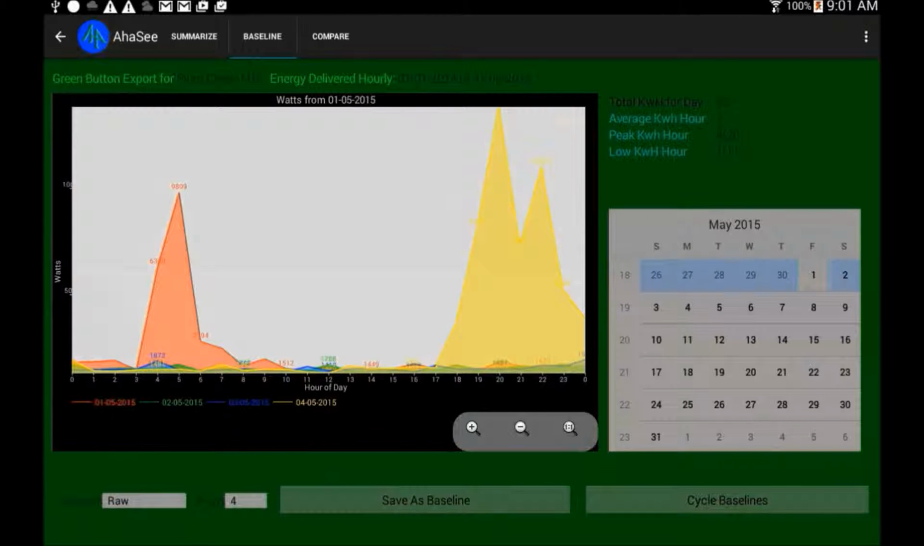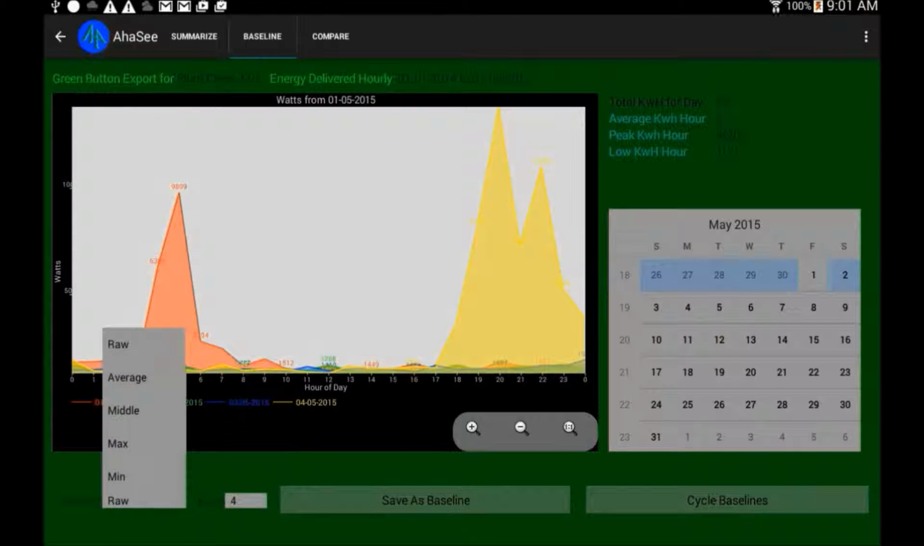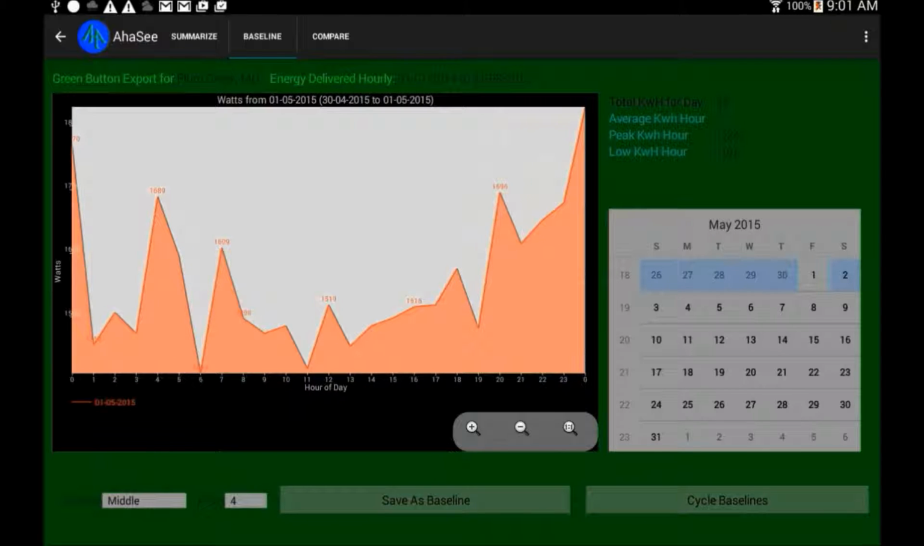So all through Saturday and Sunday, which is the green and the blue, there isn't much activity at all, which is what you'd want to see. And then on Monday, which is yellow, I returned, and I started using my appliances again.